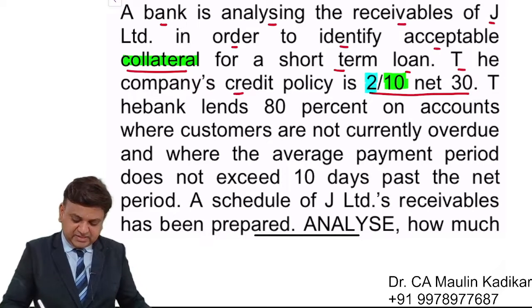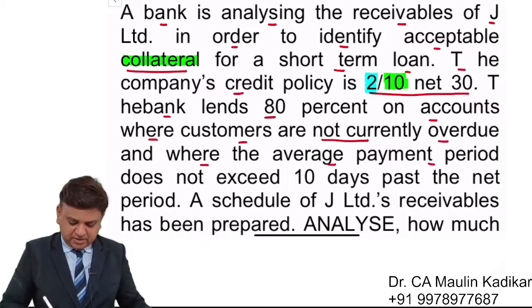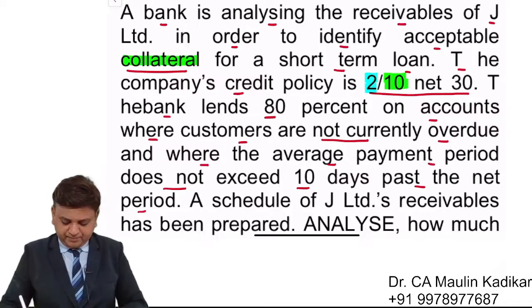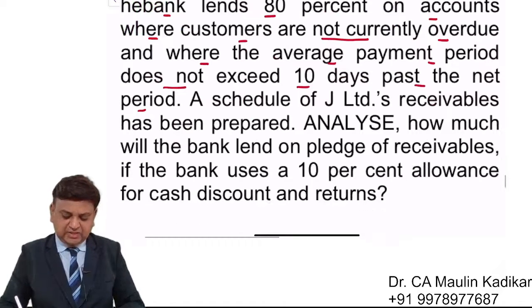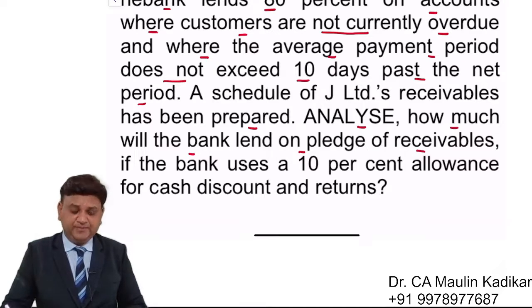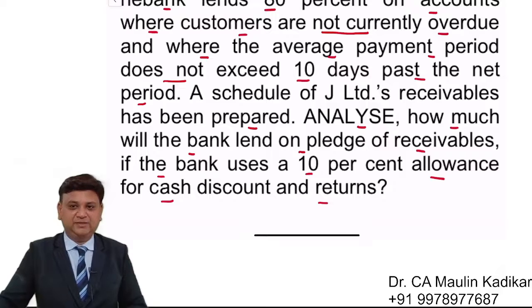The bank lends 80% on accounts where customers are not currently overdue and where the average payment period does not exceed 10 days past the net period. A schedule of J's receivable has been prepared. Analyze how much will the bank lend on the pledge of the receivable, if the bank uses 10% allowance for cash discount and return.